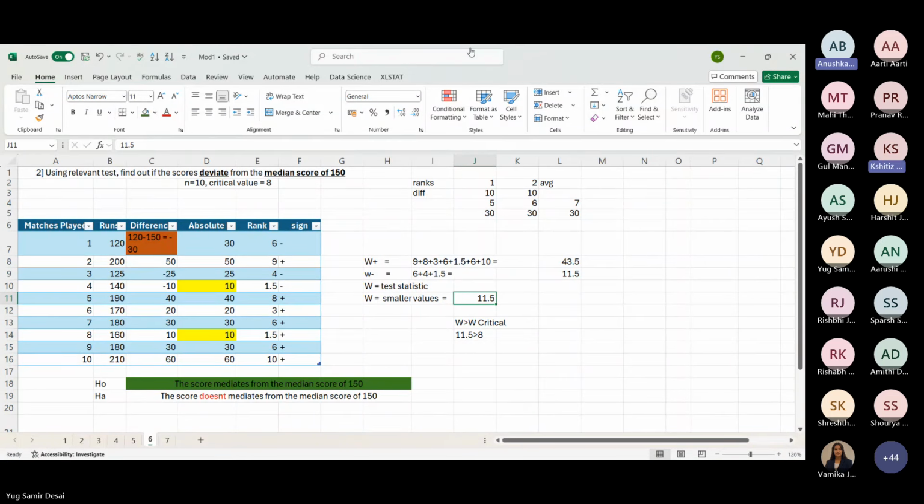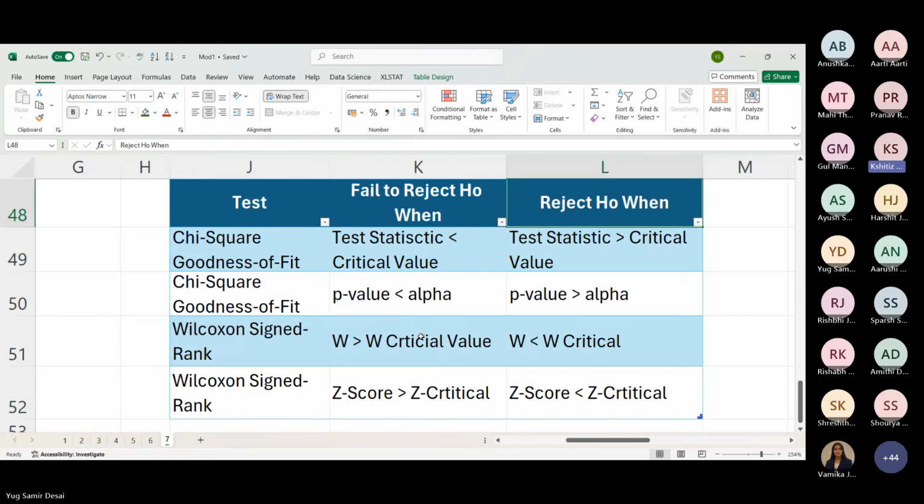Can you show that chart again? Will you share these tables and charts with us? Yes, Rajit, we will upload the Excel sheet on the drive link that we have already provided to you. Okay, thanks.